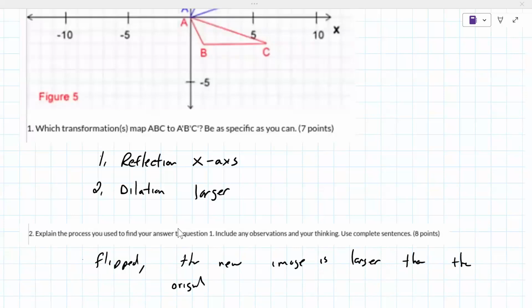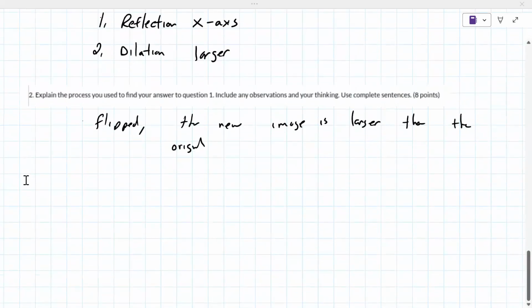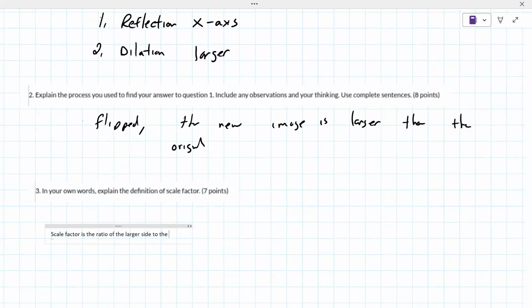Okay, so I got it down. All right. So number three here says, in your own words, explain the definition of scale factor. The scale factor is the ratio of the larger side to the smaller side, typically. This is the usual case. You can also think of it as the value that the smaller side is multiplied by to get the larger side.